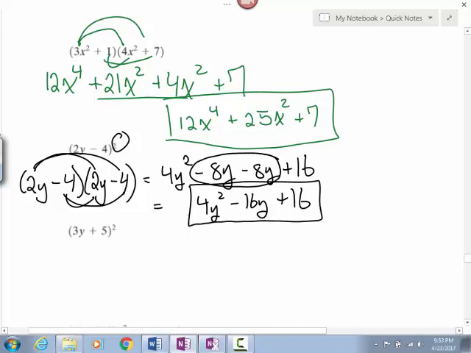All right. So let's try the next one here, (3y + 5) squared. We'll do it just like the way we did the problem above. So we're going to write 3y + 5 times another 3y + 5.